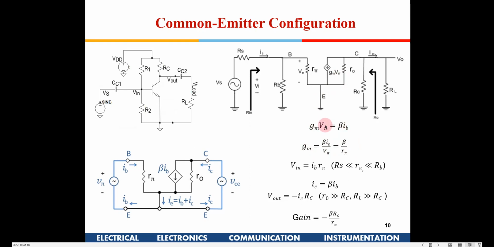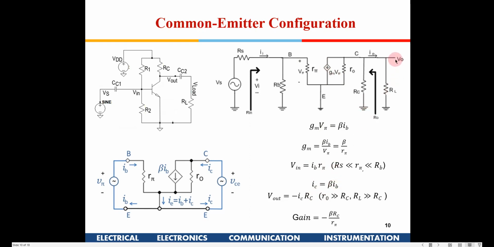Okay, so these two things are one and the same. Now if you see, V in is IB R pi, right? So if you are giving a voltage out here, the current that will flow here will be beta times IB. Now IC is beta times IB. Okay, this current is beta times IB.